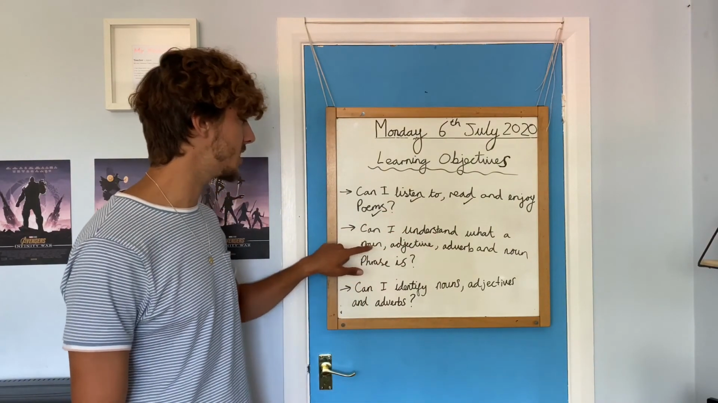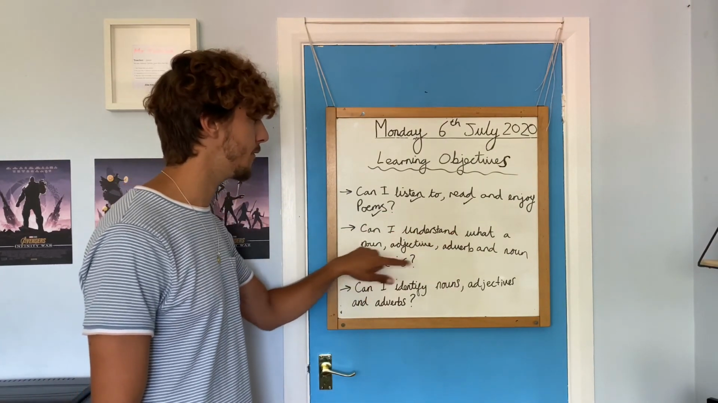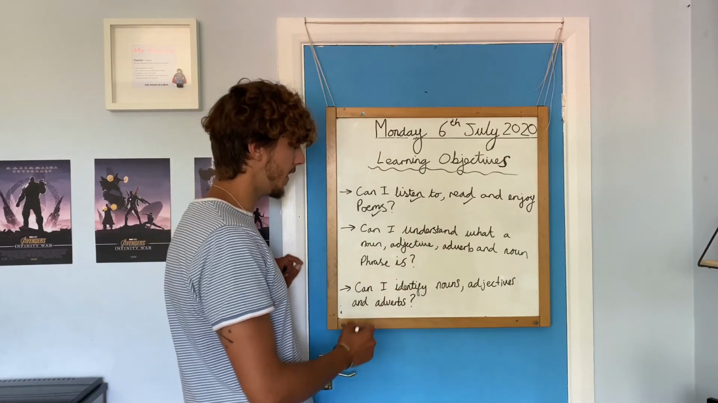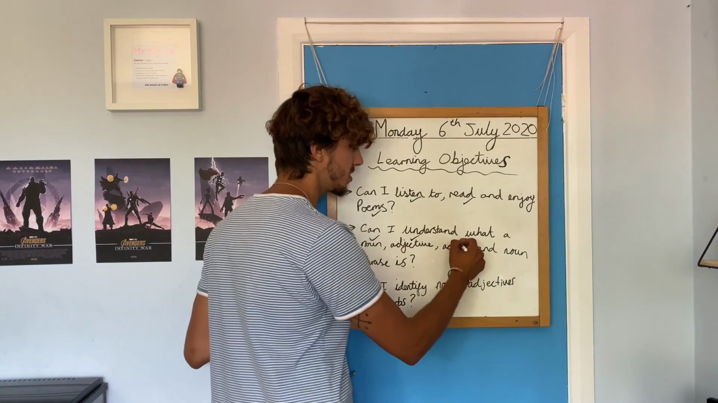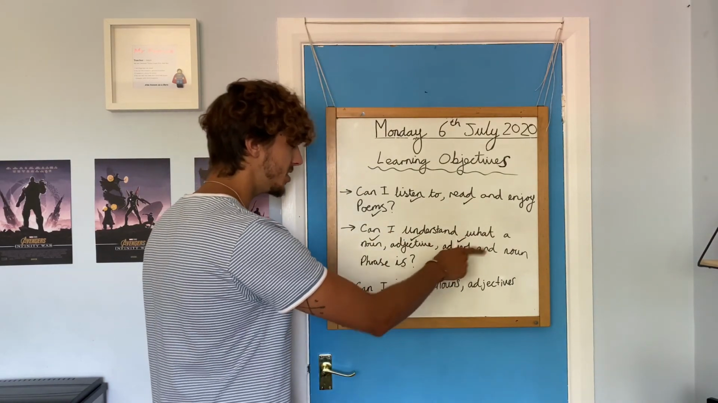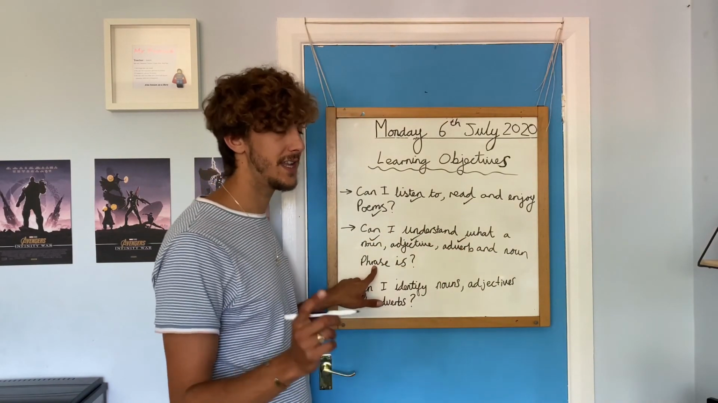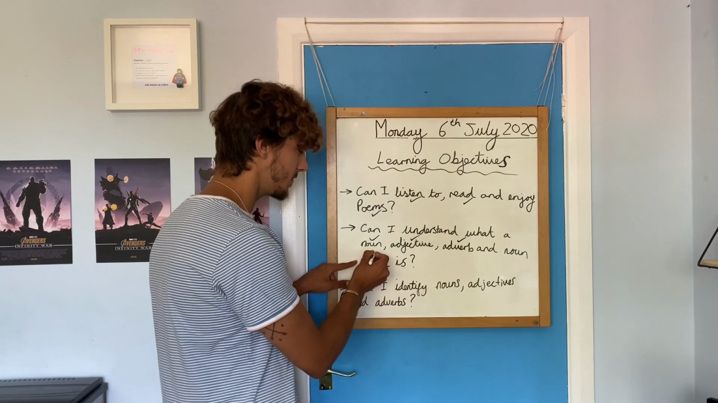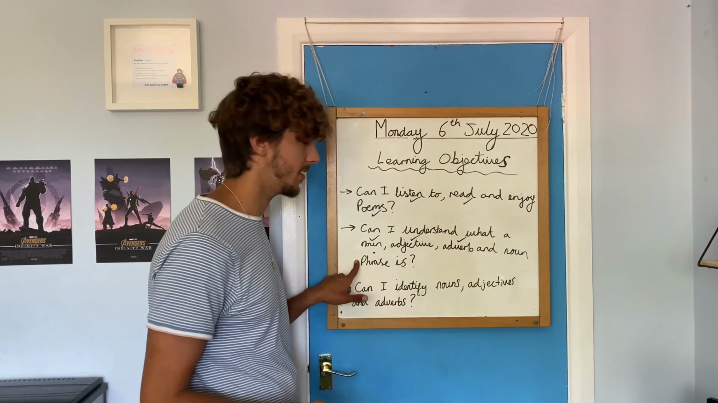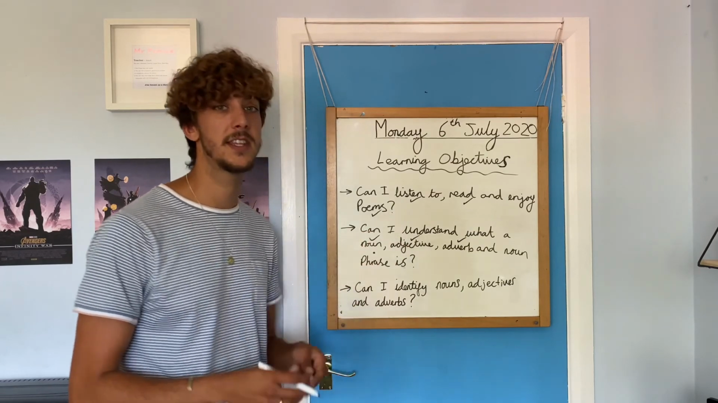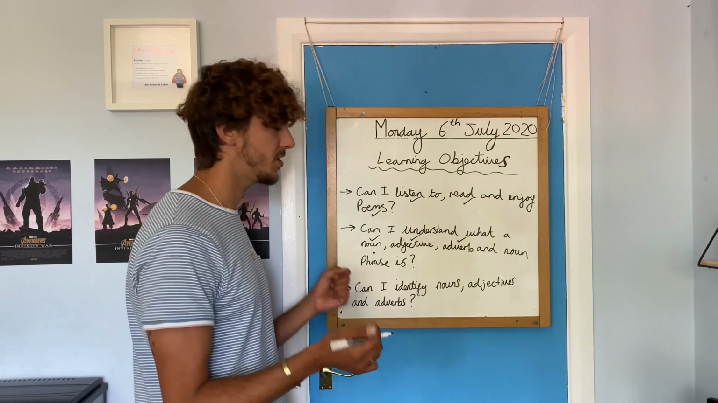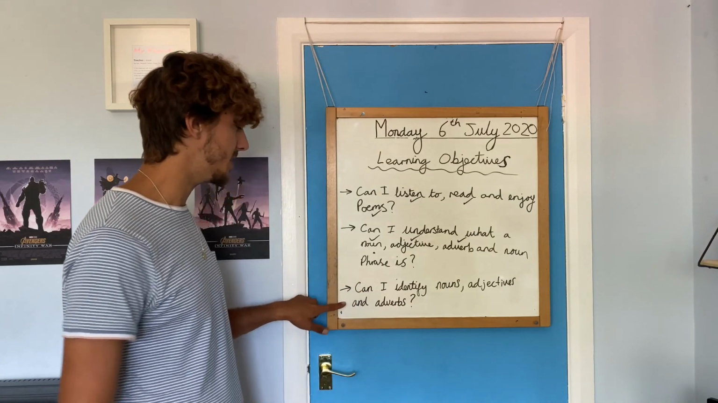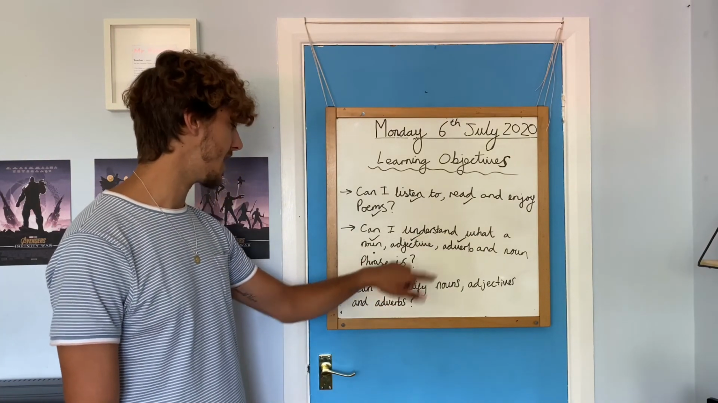Can I understand what a noun, adjective, adverb and noun phrase is? Now, this might be different for everyone. So for example, I understood what a noun was, I understood what an adjective was, I understood what an adverb is, but do you know what? I think I need a bit more practice of a noun phrase, so I don't think I met that in today's lesson. But I might do it. So that's just an example. Tick the ones that you think you're really good at and the ones that you might need a bit of practice with. This next bit, can I identify nouns, adjectives and adverbs?